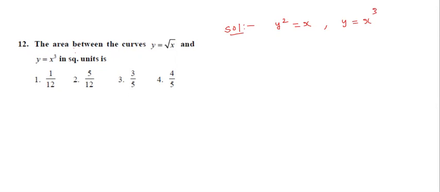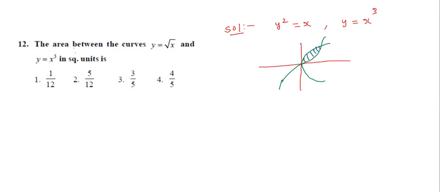Okay, first draw the curve. Y square is equal to x, that is in the form of y square is equal to 4a x. And y is equal to x cube will come like this. This is the curve. Okay, so what is the required area? This is the required area.